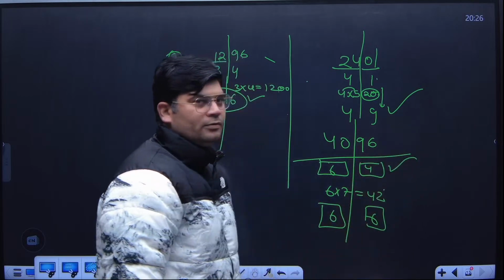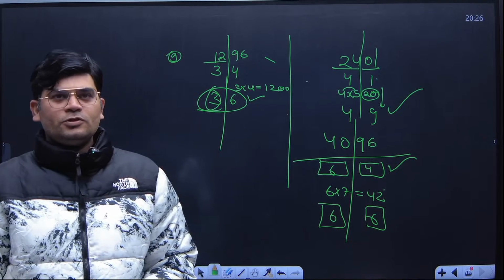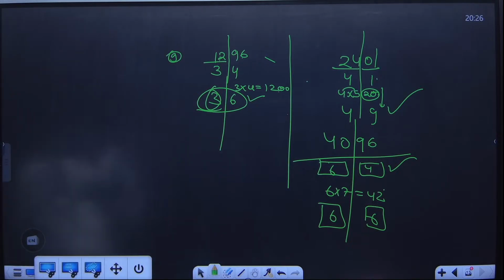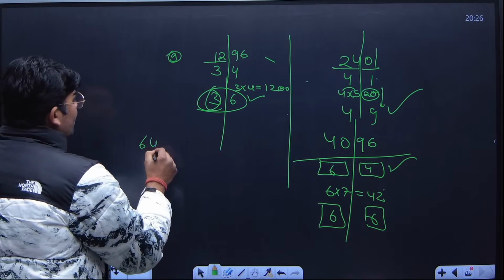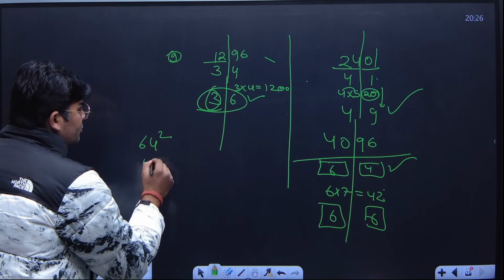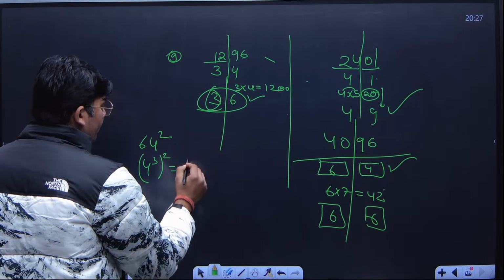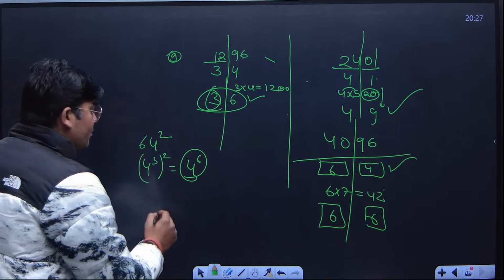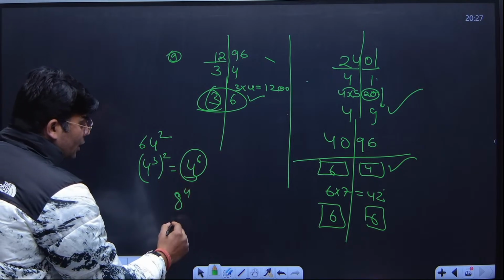Just check in your mobile. 64 square. Check it out. Is it 4096 or not? Yes, it is 4096. In fact, if I write 64 square like this, you should also remember that this is going to be 4 to the power 6. Also remember this is going to be 8 to the power 4 and 2 to the power 12.